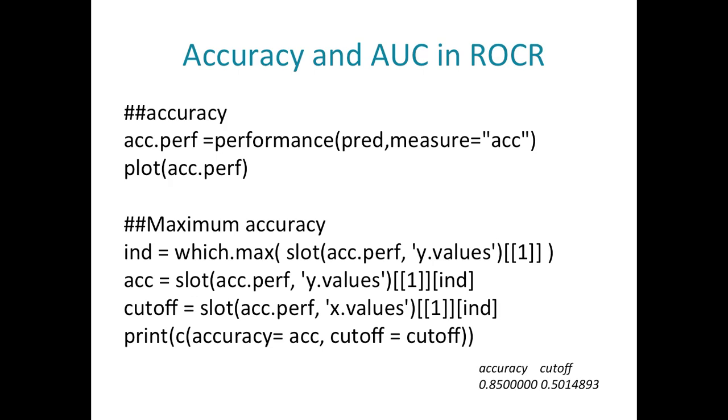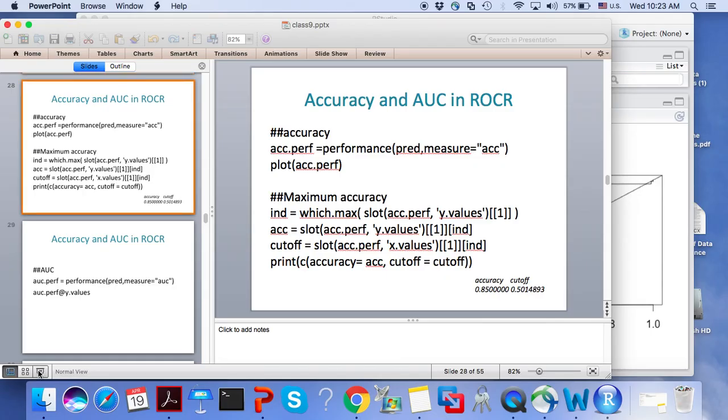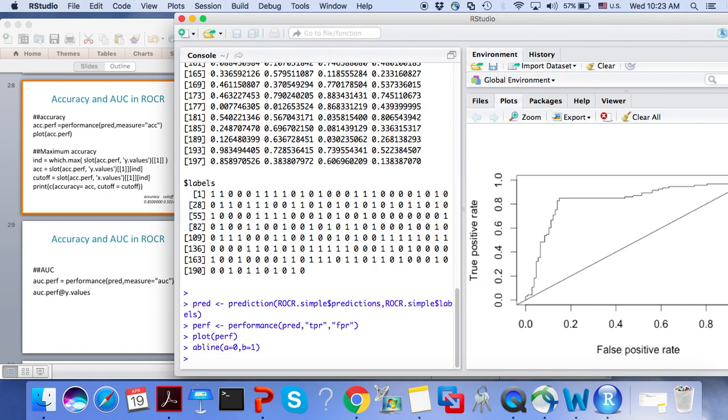Other things that you can compute with the ROC-R package, we can also compute the accuracy. Okay, let's try that. To compute the accuracy, we also use the performance function, but in this case, we specify that we want to compute the accuracy. Okay, so the performance function is the one that we use mostly for ROC curves, and in this case, we say that we want to focus on computing the accuracy.